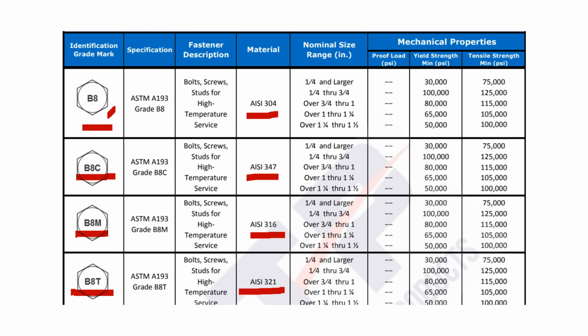B8 is stainless steel. It is for high temperature service, and its material is AISI 304. 304 we know is stainless steel. B8C is also for bolts, screws and studs of high temperature service, but it is AISI 347, higher grade. Then B8M is for 316 material, which is also a higher grade, and B8T is AISI 321, which is also a higher grade. So that's all for bolt head identification and getting information from the bolt head.